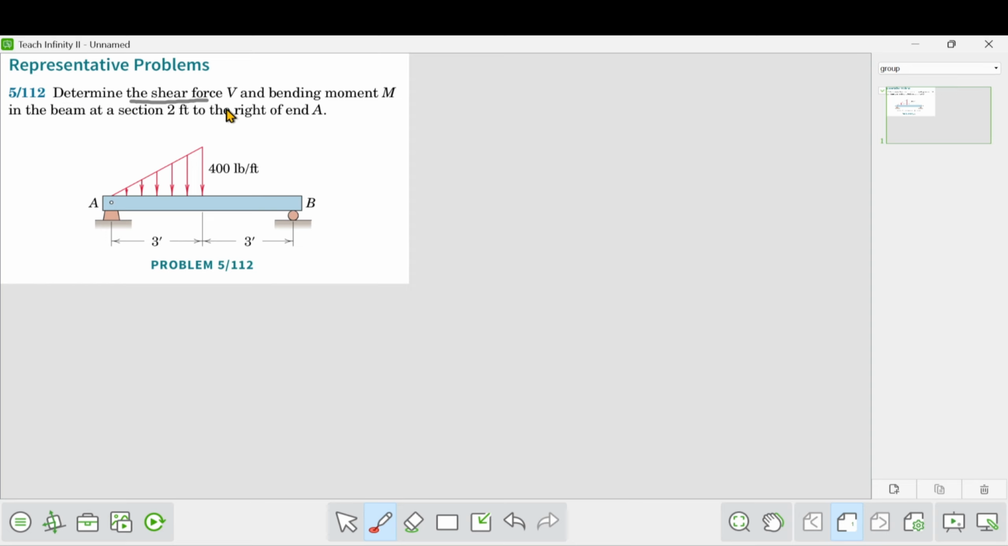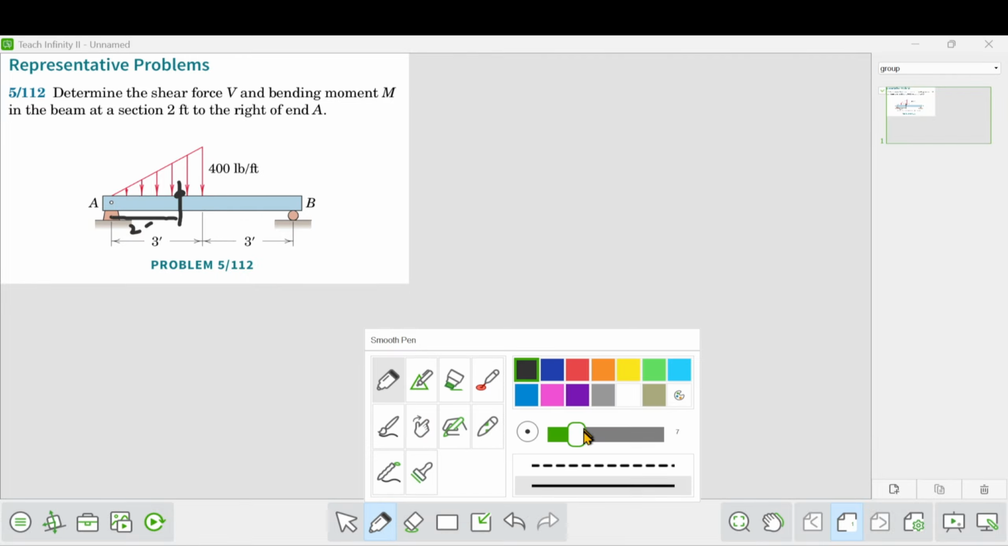Determine the shear force V and bending moment M in the beam at the section 2 feet to the right of A. This whole loading is at 3 feet, so we will find a shear force and bending moment at this point. Let's say this is 2 feet to the right of A, so we will find the moment at this point. First of all, we will draw a free body diagram of this beam.